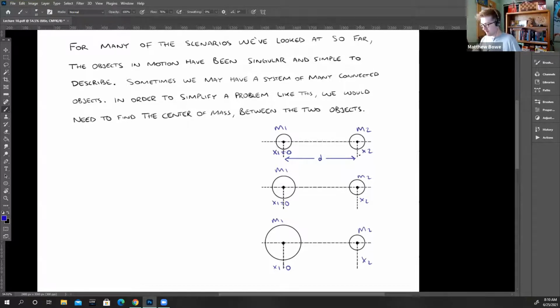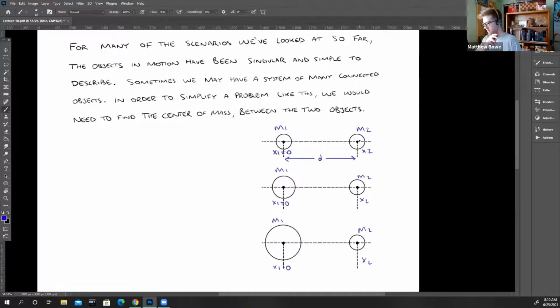Now, before I finish off this picture, let me write the equation for the center of mass. So maybe we have one thing over here, one thing over here. We want to find the center of mass of both of them together. So we're just lumping them together in the same picture.